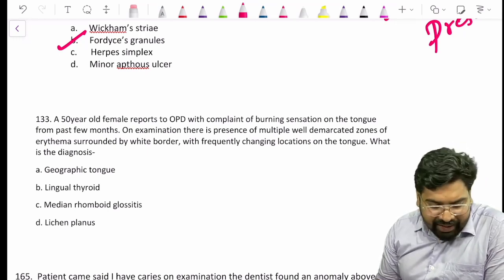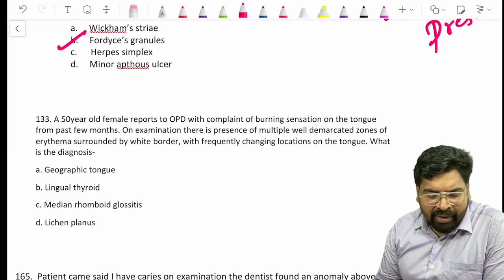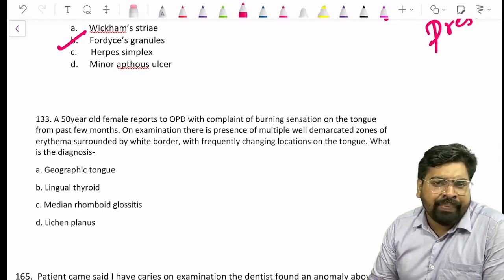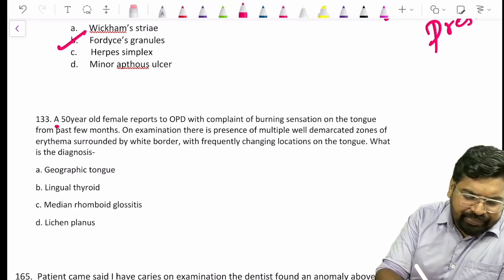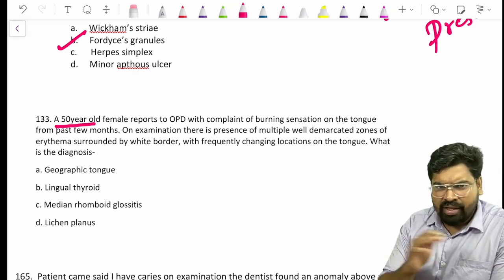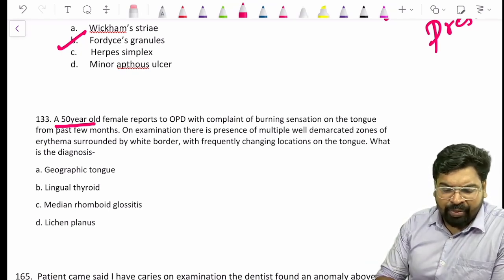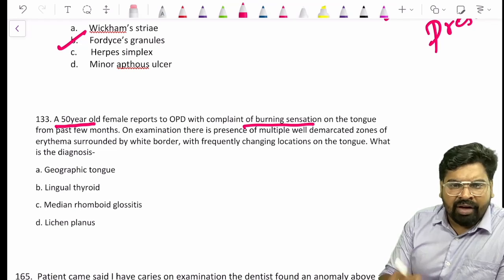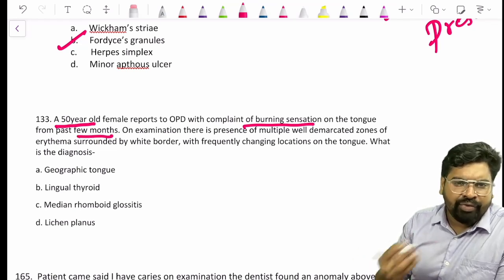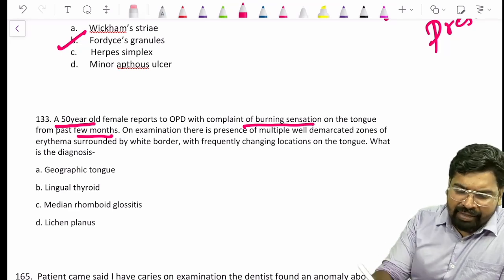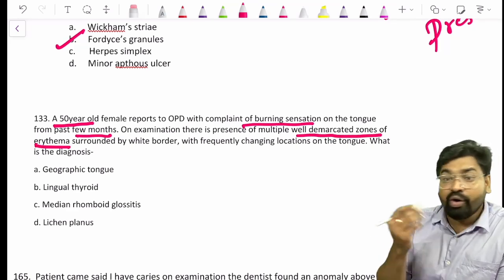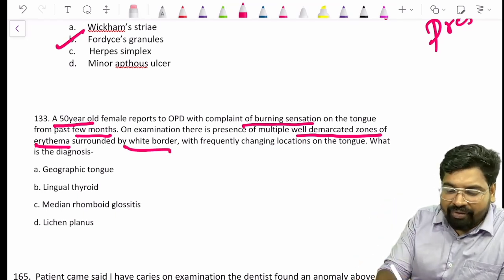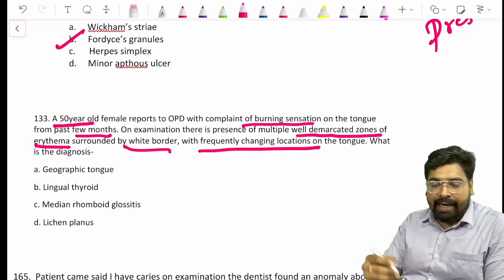Okay, so the one thing is, usually in these clinical questions, what are they mentioning? Just read the question. I always tell the students to read word by word, line by line. Old age female has burning sensation, sometimes symptomatic, reported for a few months, and there are multiple well demarcated zones of erythema. Erythematous zone is there, white border is there, and frequently changing the location means it is migrating.